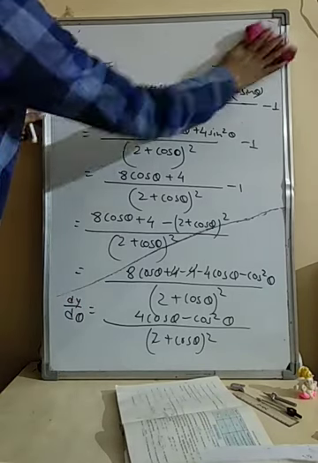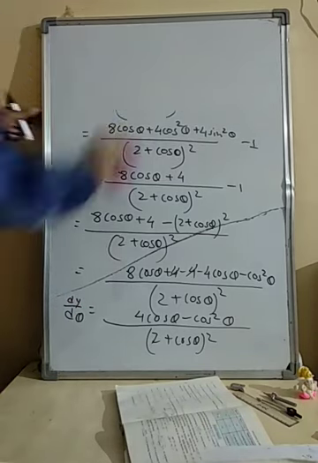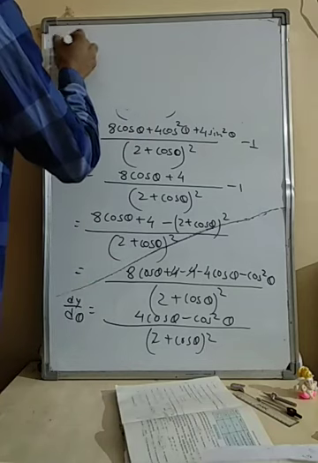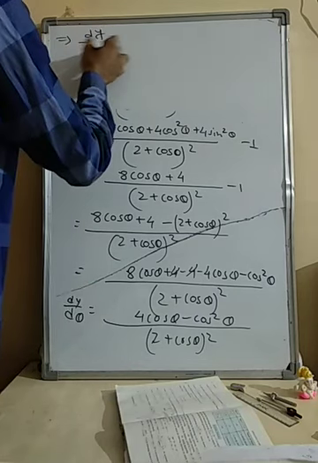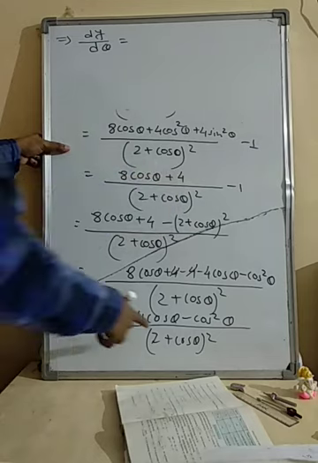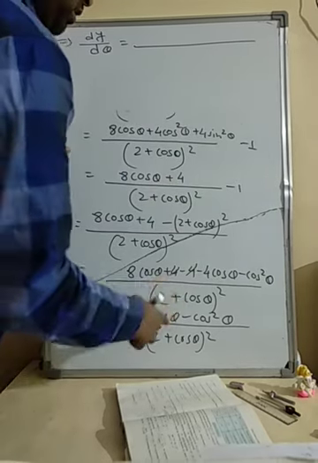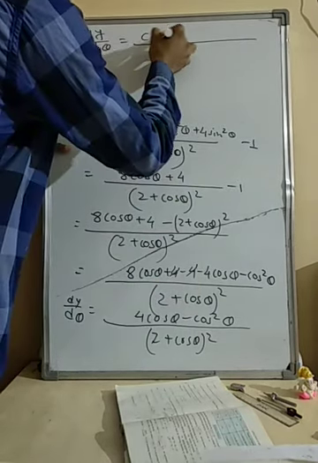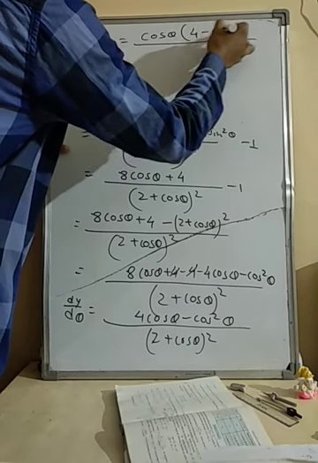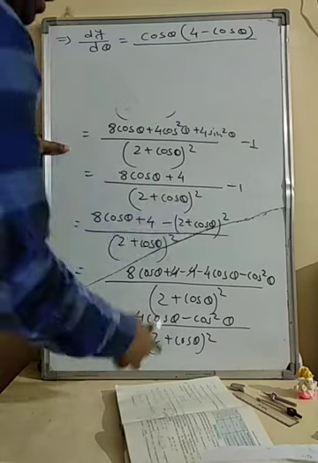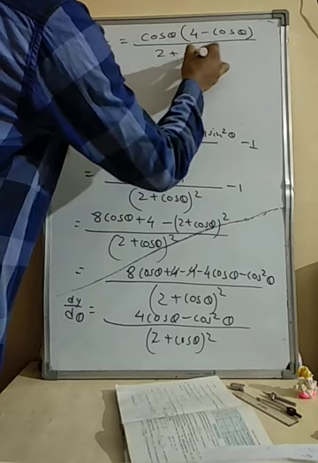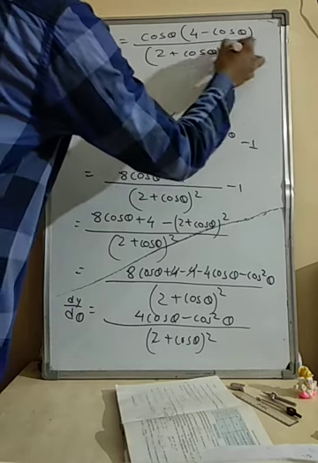So after that we can say here dy by d theta, it is cos theta common, 4 minus cos theta, over 2 plus cos theta whole square.